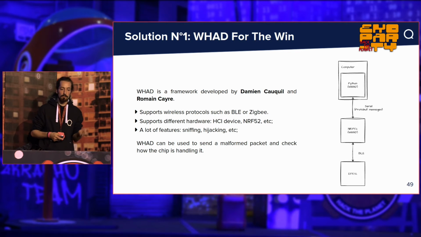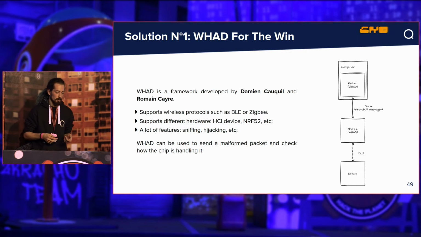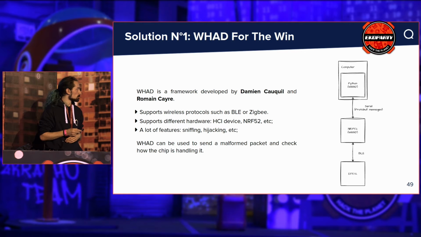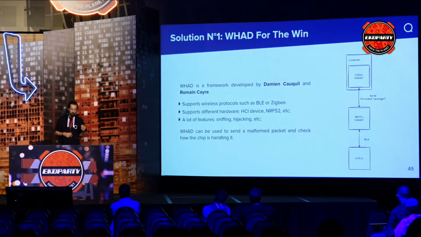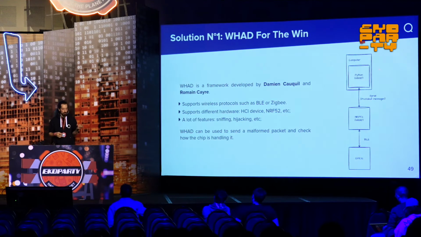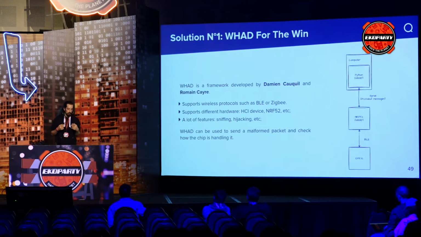The first thing we can do is use a cool framework made by one of my colleagues at Quarkslab, Damien, with the help of Romain Cayre. This framework, which is called WHAD, provides an abstraction for radio hacking scripts. Basically, you can create a very simple script that performs some attacks such as hijacking or jamming in only a few lines of Python, and it will run on any hardware that supports WHAD. So it's very easy for you because you don't have to worry about which hardware you have at home and all the firmware issues that you can have.